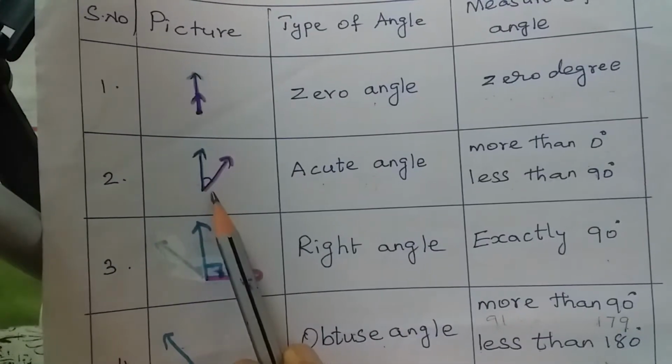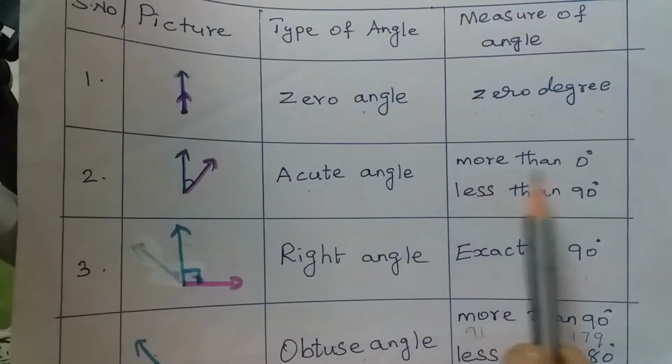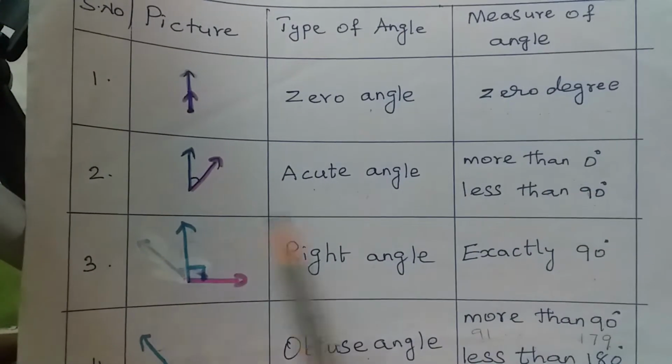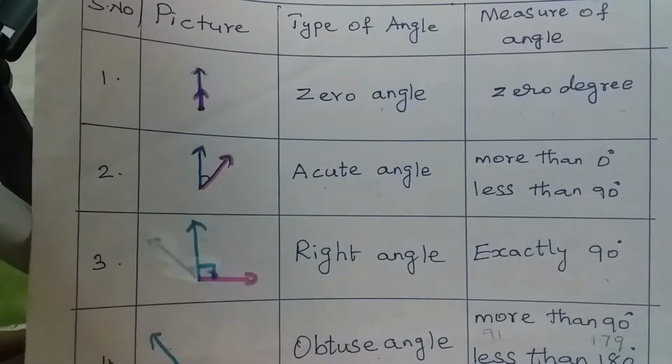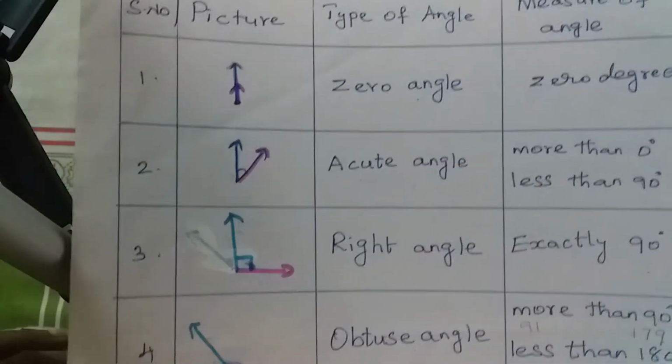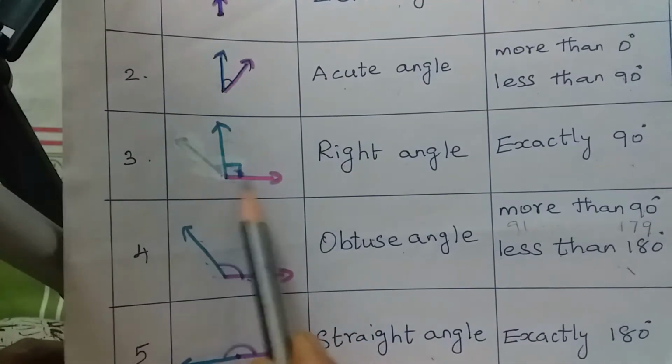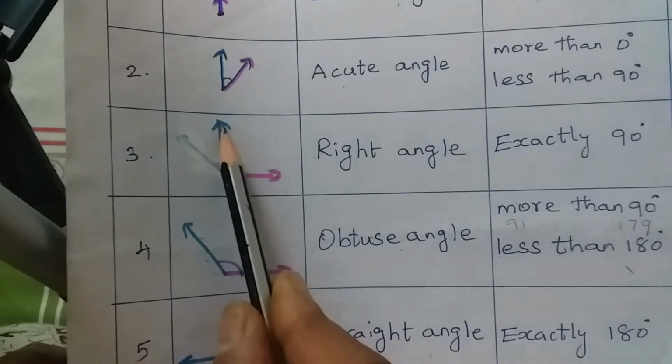And what is the measure of an acute angle? It is more than 0 degrees and less than 90 degrees. And this is the way you have your acute angles. The rays will be close to each other. Then the rays are, one is standing and one is sleeping. That is a horizontal ray and a vertical ray.